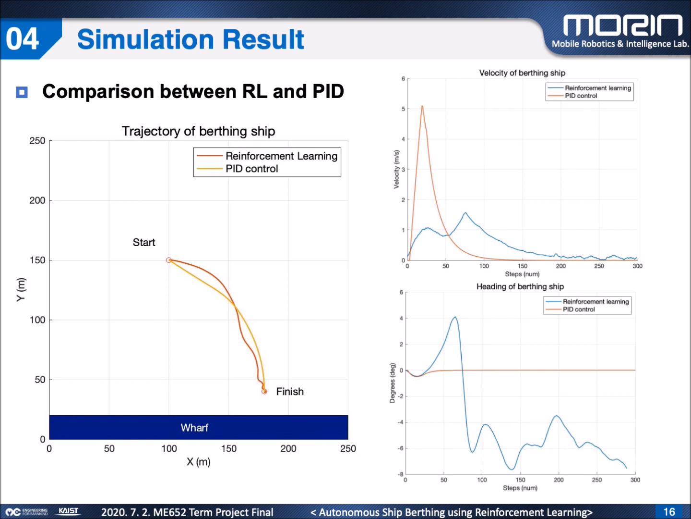The agent with PID control moves rapidly at the beginning and reaches the target point in about 100 steps out of a total of 300 steps. There was also a little heading error. When looking at the trajectory, it can be seen that the PID control result is smoother than the RL result.